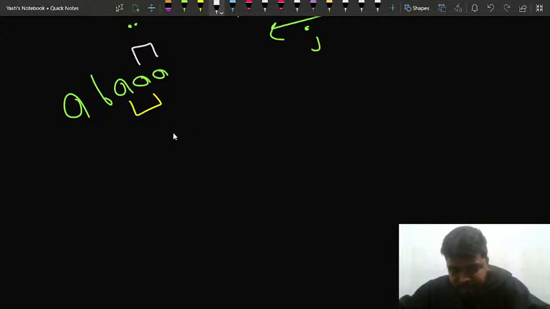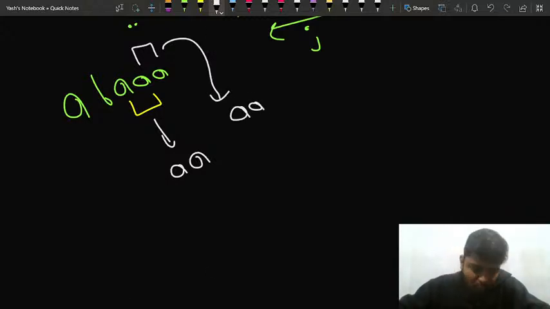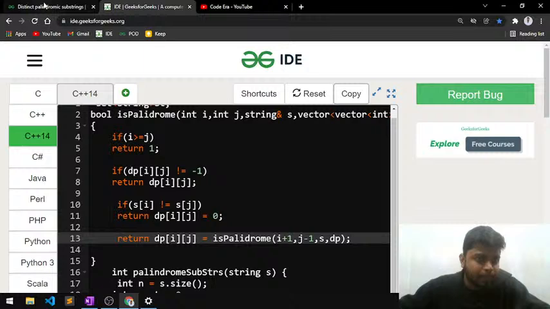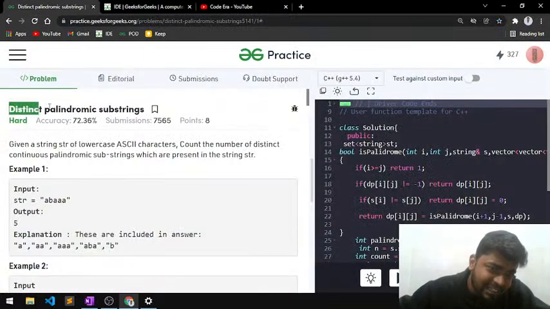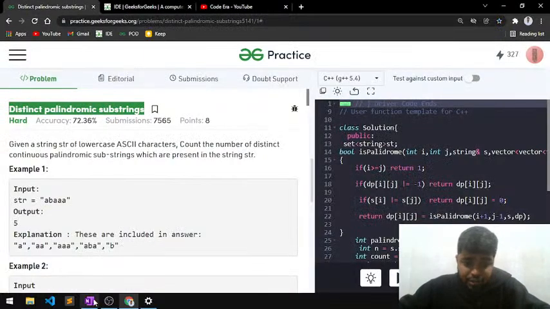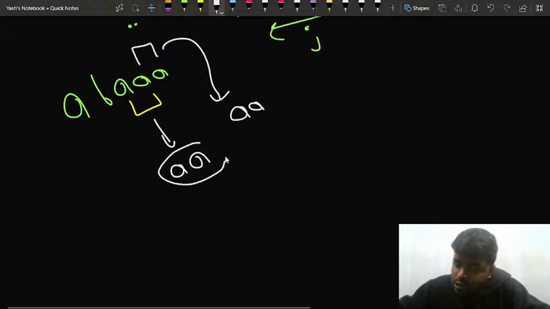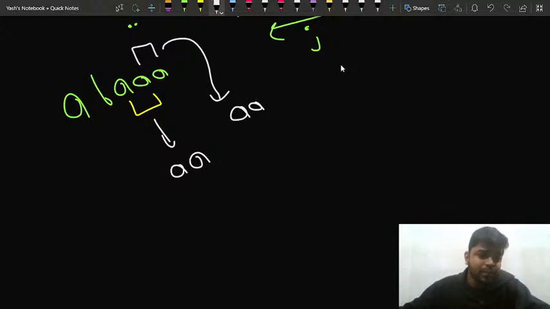Now you have two substrings, right? You have the same substring, so here also you have aa, and from here also you have a. And what does the problem say? Let's read the problem. Problem says that you have to find distinct palindromic substrings. So that means that these two are the same, these two are palindromes, but you will not count them repetitively, right?